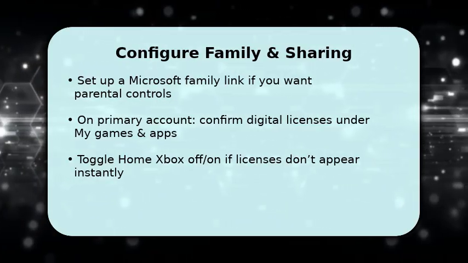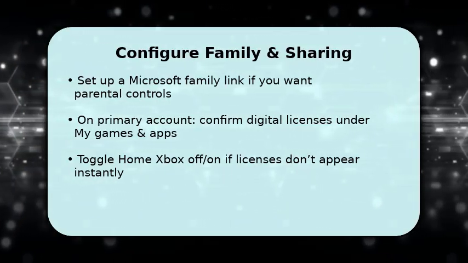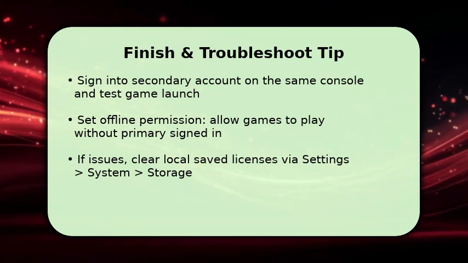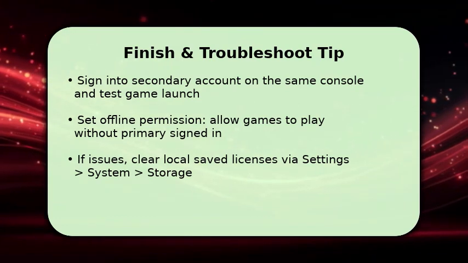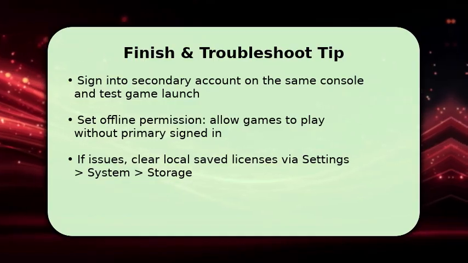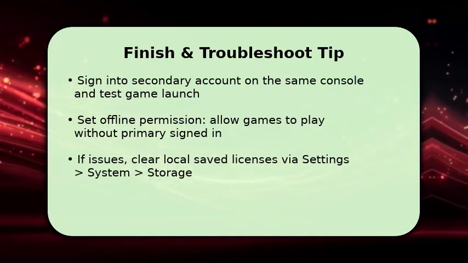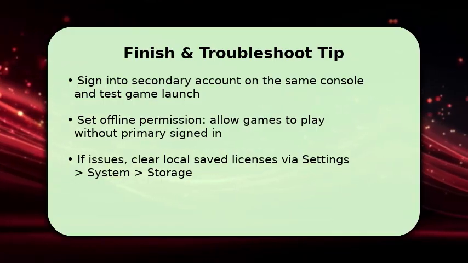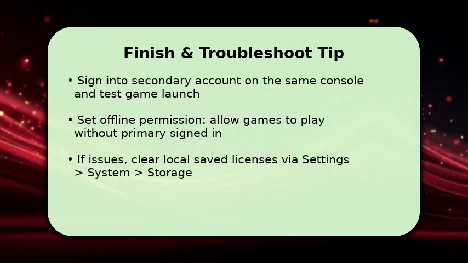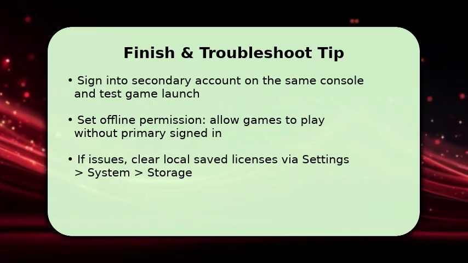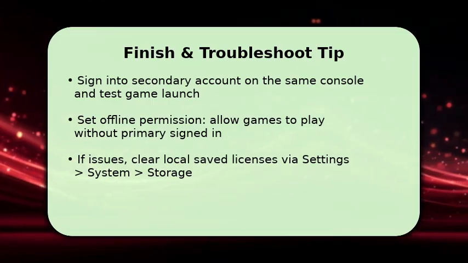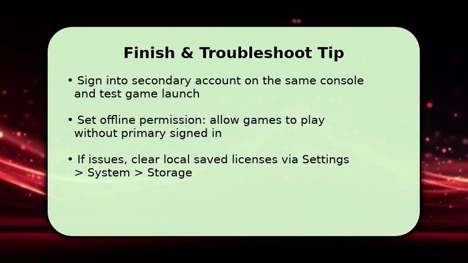and adjusting final permissions. Sign into the secondary account and launch a shared game to confirm success. You should be able to play while primary is offline if home Xbox is set. Make sure downloads and updates run under the account that owns the game so DLC and saves link properly. If you encounter license errors, clear local saved licenses or power cycle the console. This refreshes entitlements and resolves most common sharing faults quickly.